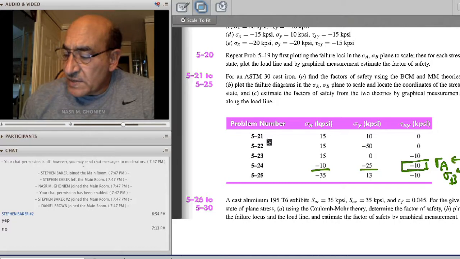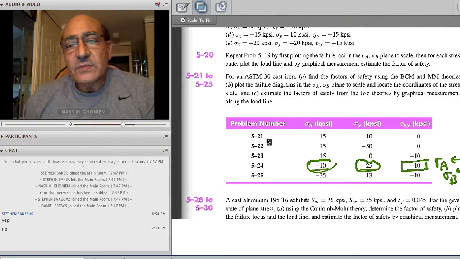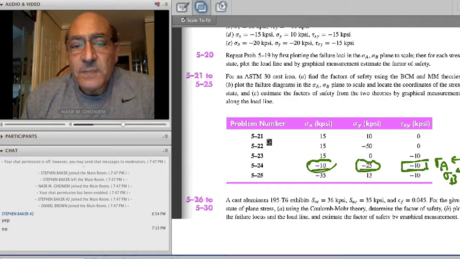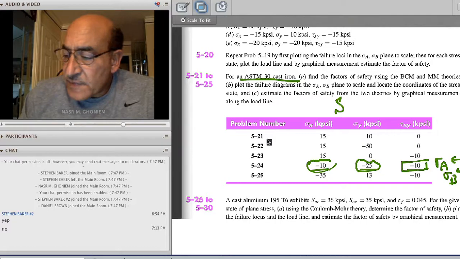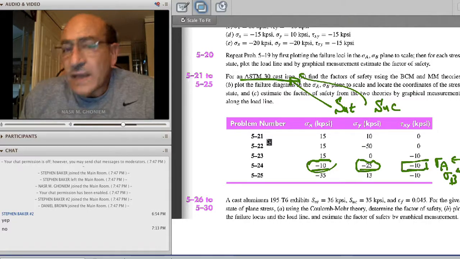So these two are going to be different from this one and this one. But we know how to find sigma A and sigma B. These are giving me the coordinates. And then from the ASTM grade, at the end of the book, I have to find S ultimate in tension and S ultimate in compression from the data.